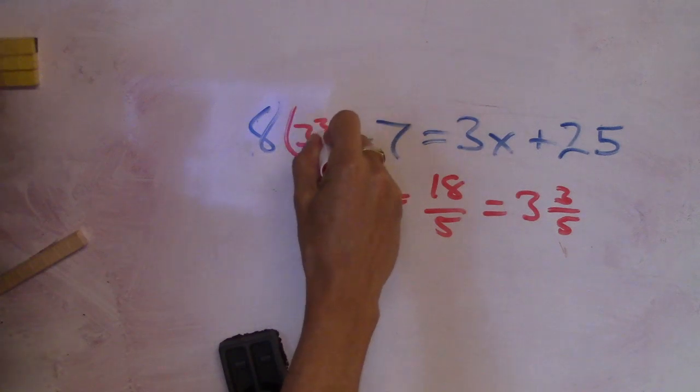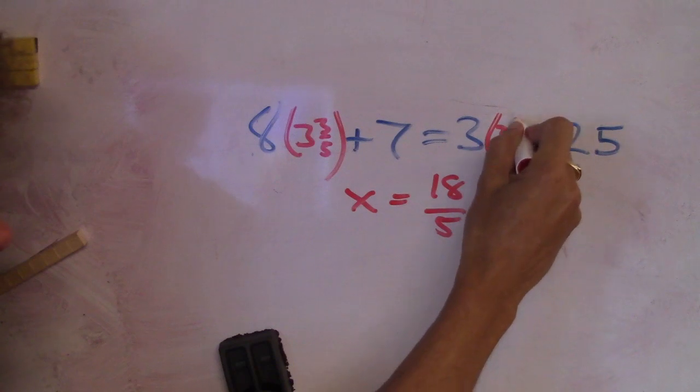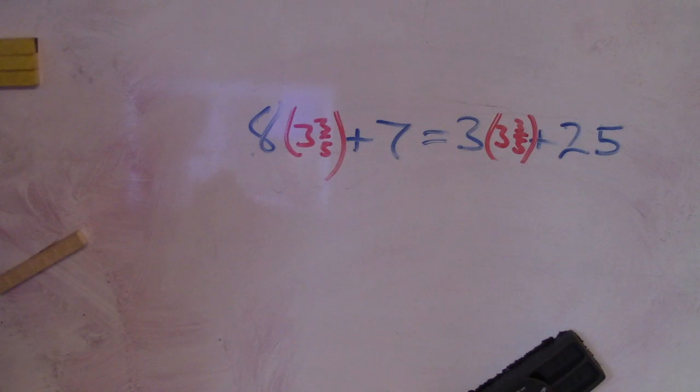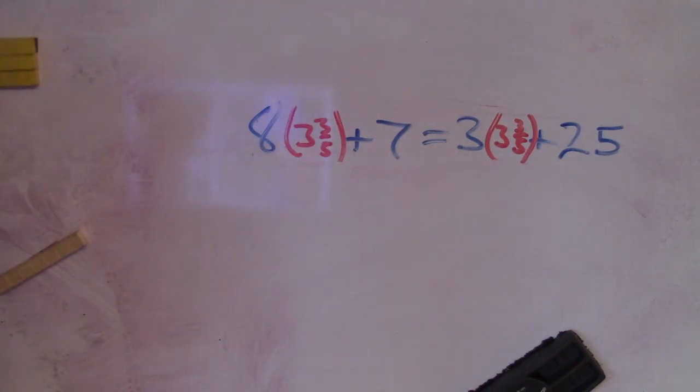3 and 3 fifths. Tell me what the two numbers are. So the left side is 28.8, and then the right side is... 28.8? Well, 8 times 3.6. Oh, I see. You're punching your calculator. Put your calculator down. No, I'm just doing 8 times 3.6. I'm doing 3.6 times 8.0.